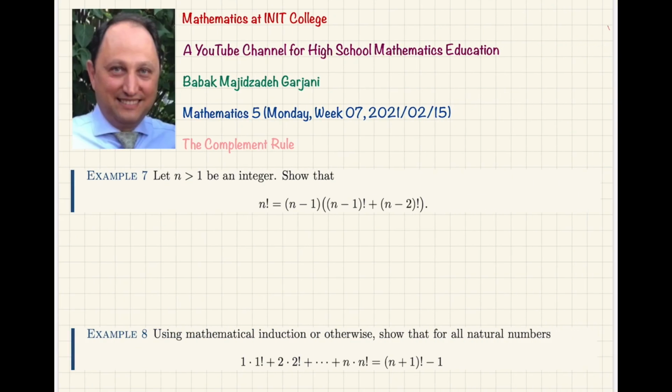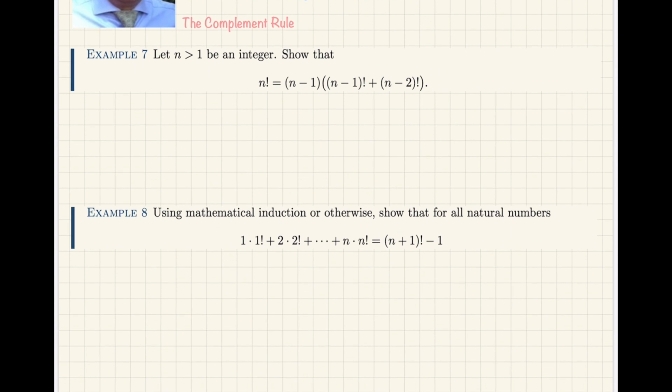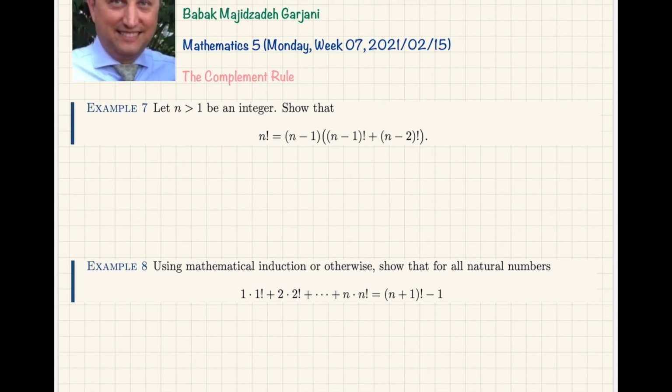Okay, so number 7. Let us solve some problems here together that are a little bit more interesting. Let n be greater than 1, an integer. Show that this is actually correct.